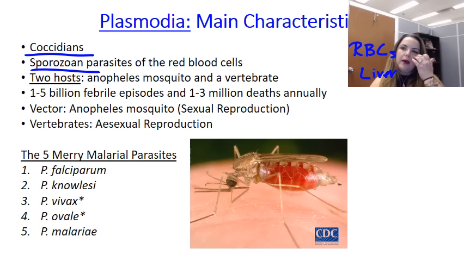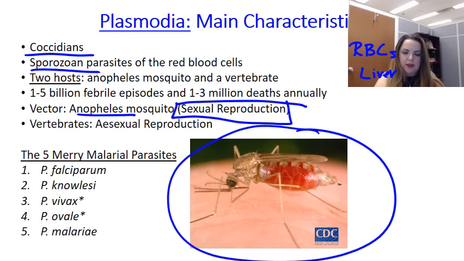Okay. Because they're a coccidian, they actually require two hosts. So they're zoonotic, right? One of those hosts is the Anopheles mosquito, and that is where they do all of their sexual reproduction. And this is a picture of an Anopheles mosquito taking a blood meal. You can see that the abdomen is full of blood here. So this is the little bugger that's the cause of all the trouble. And then vertebrates, which would be us, that's where they do all of their asexual reproduction. So they need these two phases.